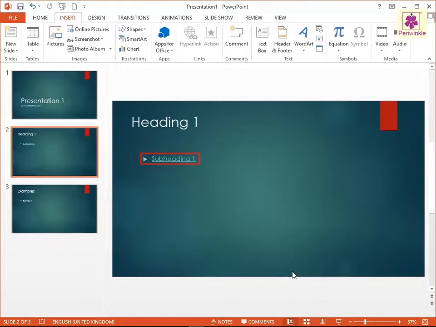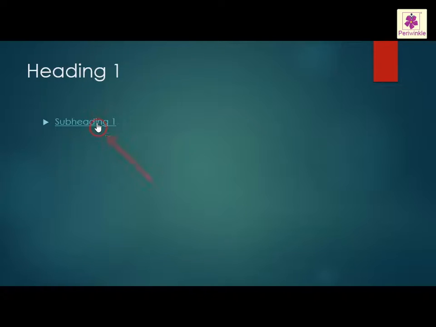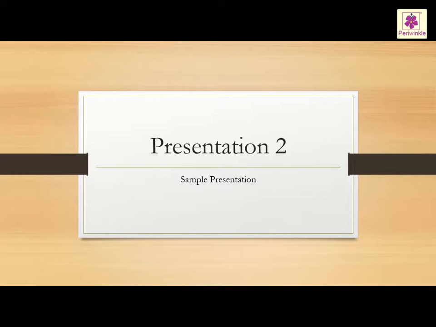The selected text turns blue with an underline indicating that it is now a hyperlink. When you run the presentation, the pointer turns into a hand icon when it is placed over the text. Once you click on the text, the linked file will open.